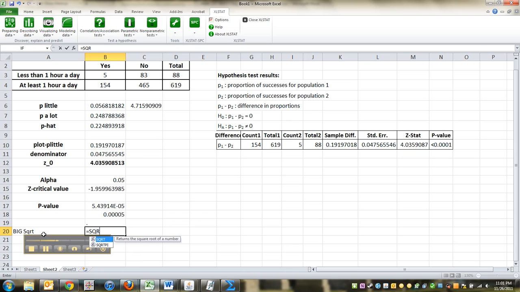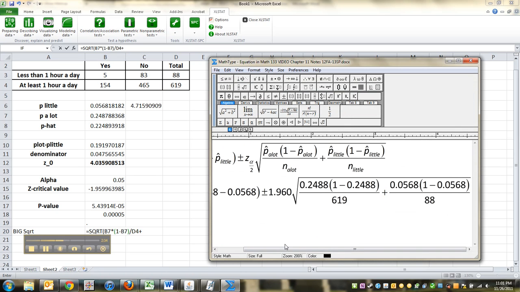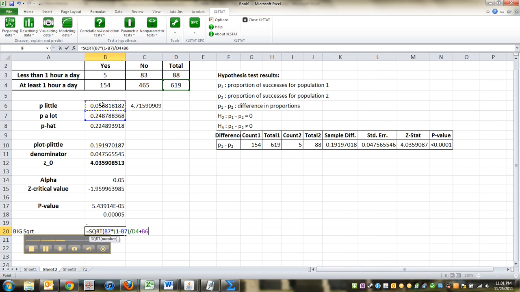It was equal to SQRT, and then it was, okay, the p hat for a lot times parentheses 1 minus that p hat for a lot, close parentheses, divided by the n for a lot, which was up here, 619, plus, let me go back and look at it. Yep, there we go. So we've done this part right now. Plus, now we got to do it again for the other one. The 0.056 times parentheses 1 minus 0.056, close parentheses, divided by 88. Close my big parentheses, press enter, and squeeze your hands. Yay, there we go. All right, so that's the big square root.